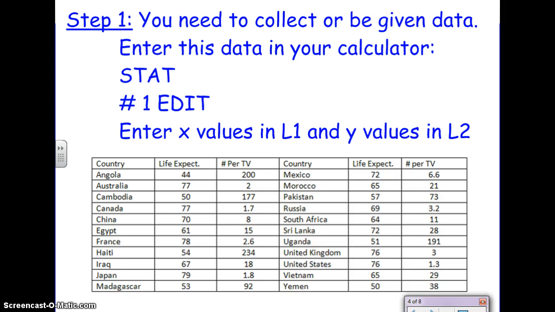All right, so in order to do this, we are going to use your calculator. We are going to push the stat button. If you have a calculator in front of you right now, go ahead and try this. If not, write down these steps. Number 1, we're going to go to Edit. We're going to enter our x values in L1 and our y values in L2.